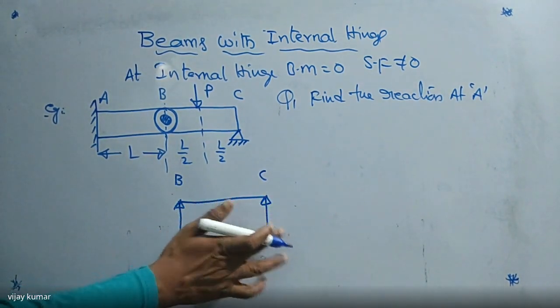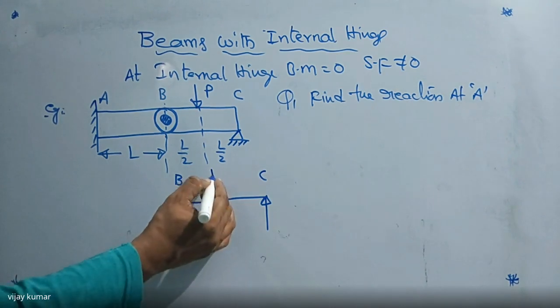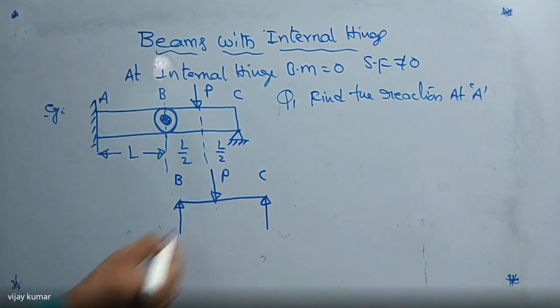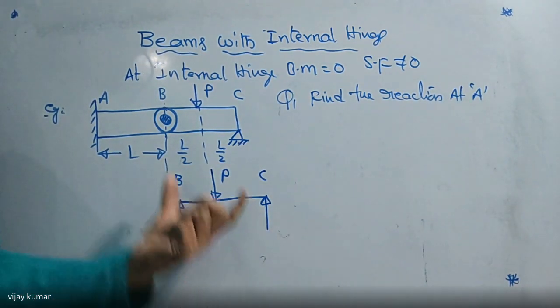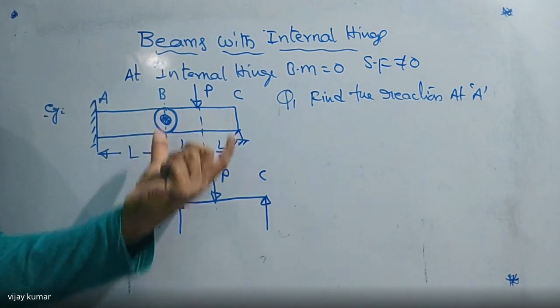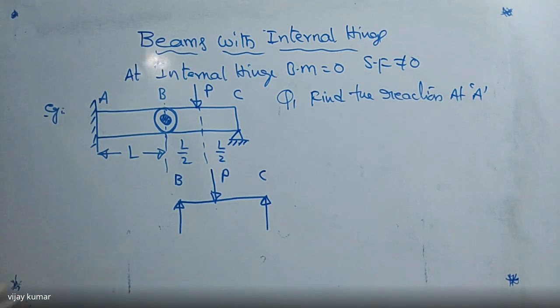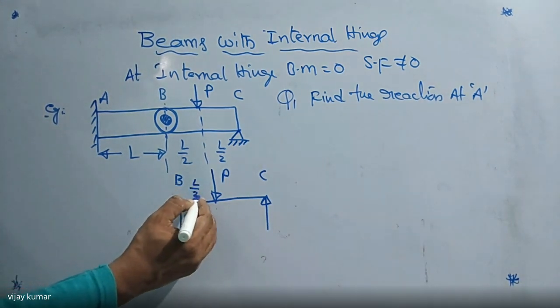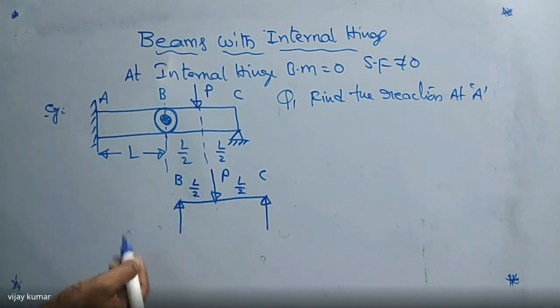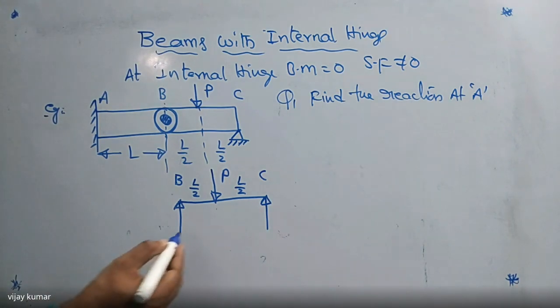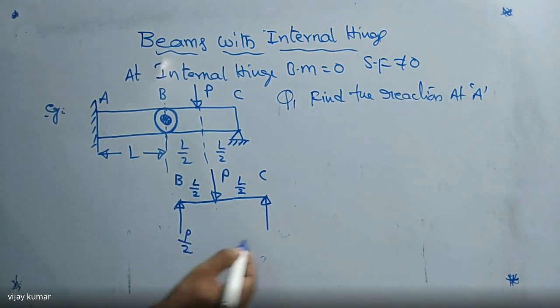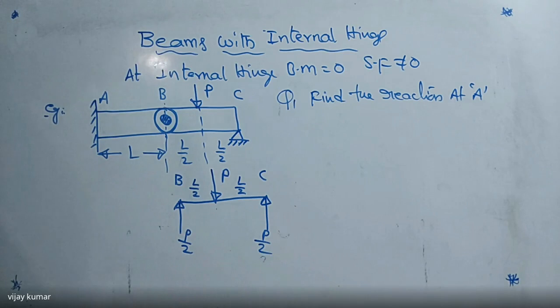So I'm going to indicate one force here, and this force is equal to how much? If you see the free body diagram of BC, it is like a simply supported beam. It is also having a length of L by 2. Then I can say easily this load is equal to how much? P by 2. This load is also equal to P by 2. Did you get my point or not? Why? Because that load is exactly acting at the center.